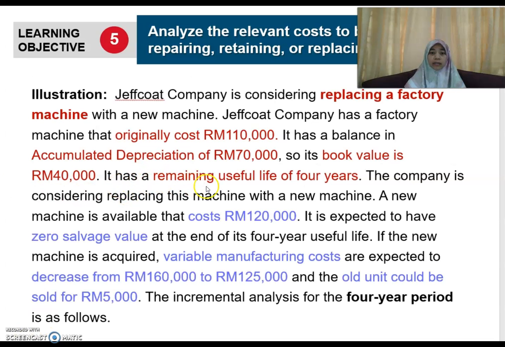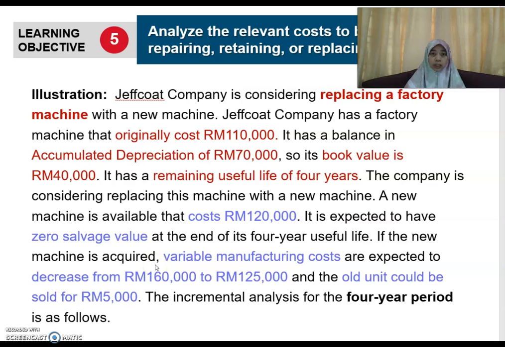Back to this one, it has a remaining useful life of 4 years. That means your current factory machine can be used for another 4 years. The company is considering replacing this machine with a new one. So you want to decide whether you want to retain the current machine or replace it with a new one. The new machine costs 120,000, with zero salvage value, meaning after 4 years the machine has zero sales value. You can use the machine for another 4 years.